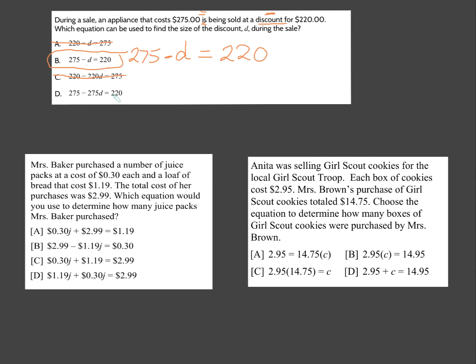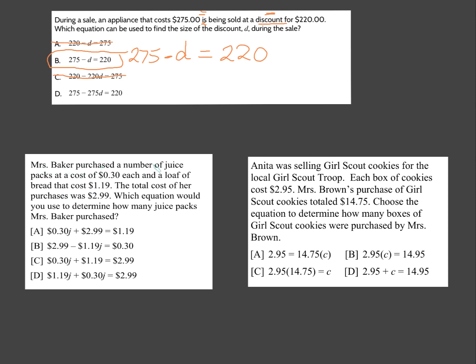Now our answer is not D, because if we look at it, you take the original price $275 and then you're minusing the original price multiplied by the discount, and then that gives us $220. That does not make sense. So our answer is B. Remember, they're going to use real world scenarios with these word problems. Let's look at our fourth example.